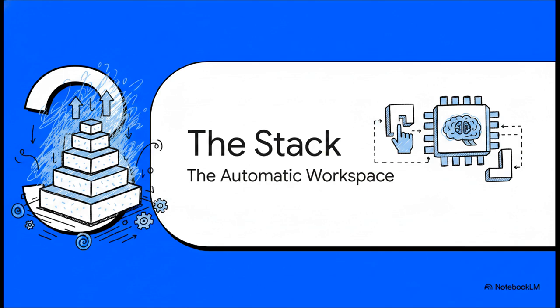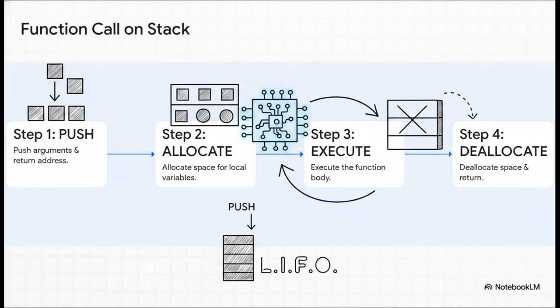A lot of the time, this happens without you even having to think about it. Here's the play-by-play. When your code calls a function, the system automatically pushes its arguments and the return address onto the stack. Then it carves out a little space for any local variables inside that function. The function runs, does its thing, and when it's done, all of that space is automatically cleaned up and reclaimed. It's a last-in, first-out process, or LIFO. Super fast and super predictable.